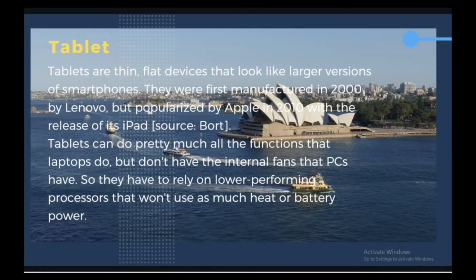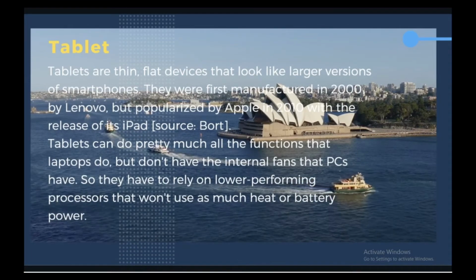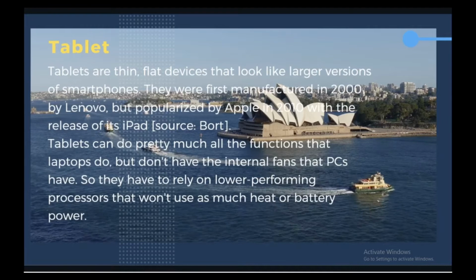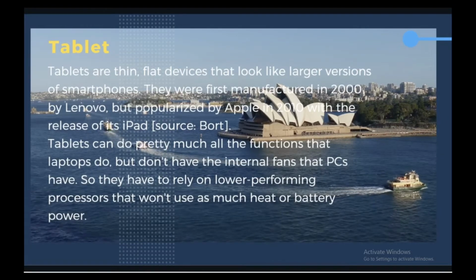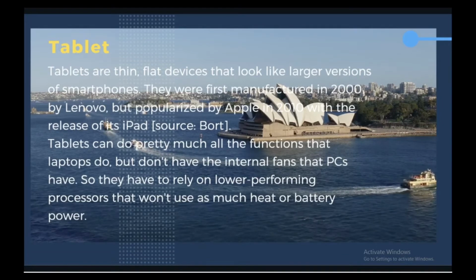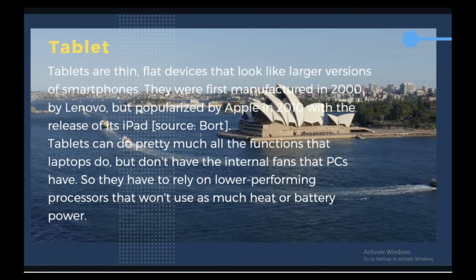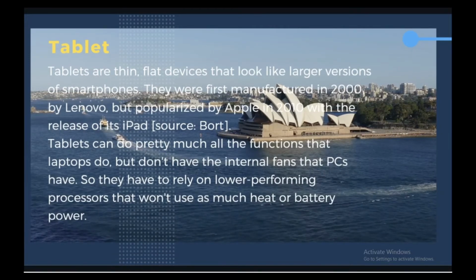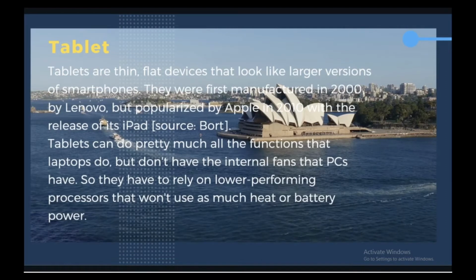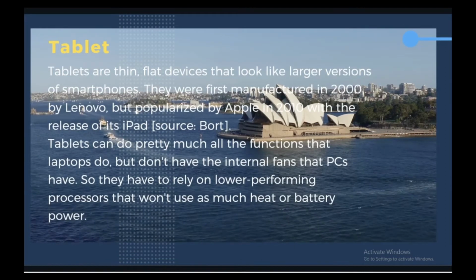Tablet. Tablets are thin, flat devices that look like larger versions of smartphones. They were first manufactured in 2000 by Lenovo, but popularized by Apple in 2010 with the release of its iPad. Tablets can do pretty much all the functions that laptops do, but don't have the internal fans that PCs have. So they have to rely on lower performing processors that won't use as much heat or battery power.